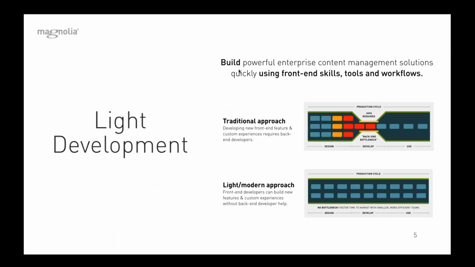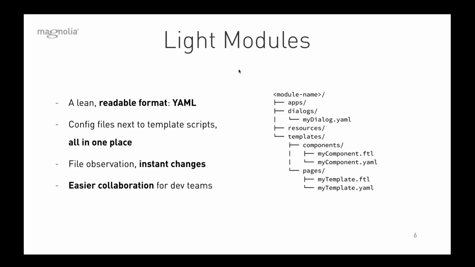Magnolia Now is using mainly what Boris has already introduced, light development. Light development, in a nutshell, is a way to easily leverage front-end teams and their tools to quickly innovate. Concretely, it means that we have introduced the concept of light modules. A light module is a set of text files and directories that contains what we call definitions. And a definition is a way to define and customize Magnolia.